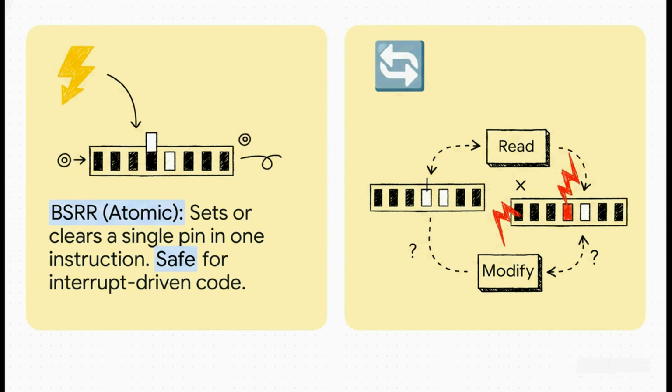A much safer way is to use the BSRR, the bit set/reset register. This is an atomic operation, which means setting or clearing a bit happens in a single, uninterruptible hardware step. It's a huge deal because it means you never have to worry about an interrupt messing things up.